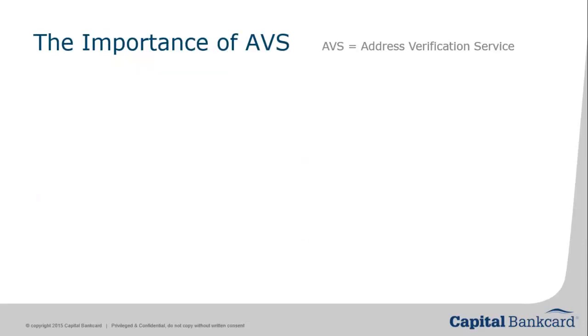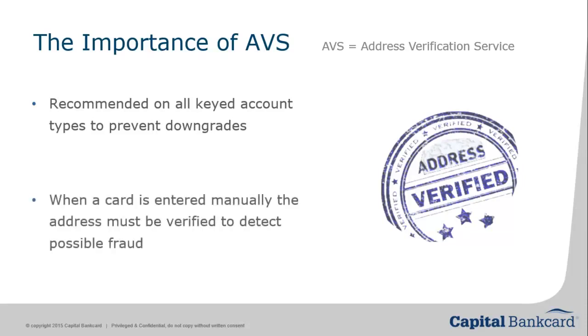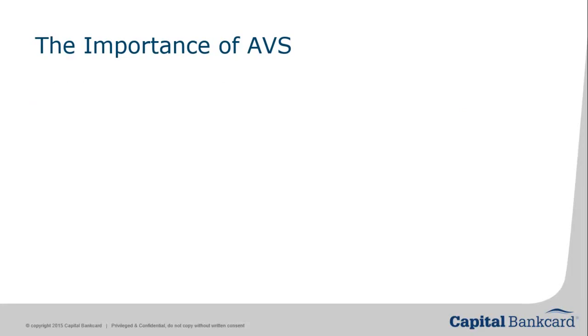Let's talk about AVS for a little bit. So AVS stands for Address Verification Service. This is recommended on all keyed accounts to prevent downgrades. It's a phenomenal way to make sure that transaction runs at the lowest possible interchange category. When a card is entered manually, the address must be verified to detect possible fraud. Definitely a nice feature.